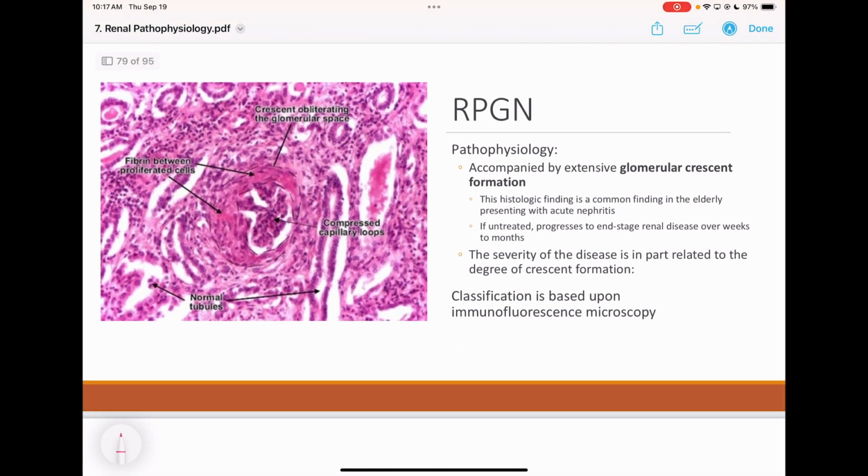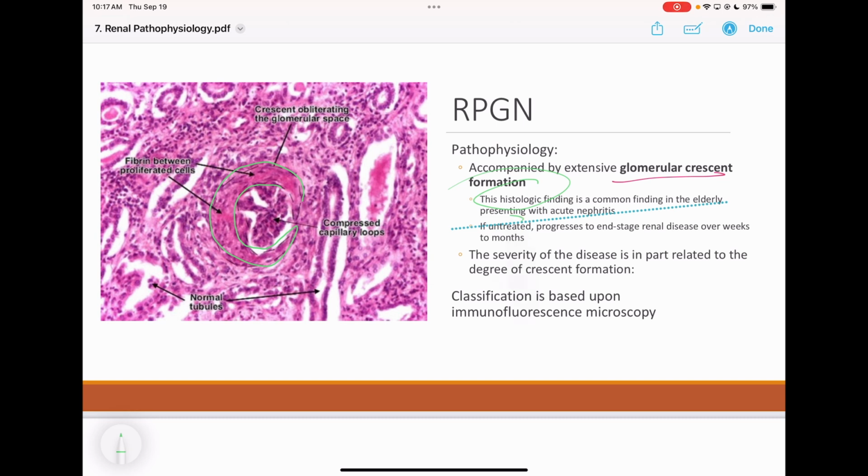So they get a lot of these crescent formations. And the crescent is, let me change the color, is right here. That's the crescent shape, caused by fibrin. Okay. So obviously this is on histology, so you have to do a renal biopsy to find these things out. You can't do anything otherwise. You need a renal biopsy to get the tissue and see what's going on.